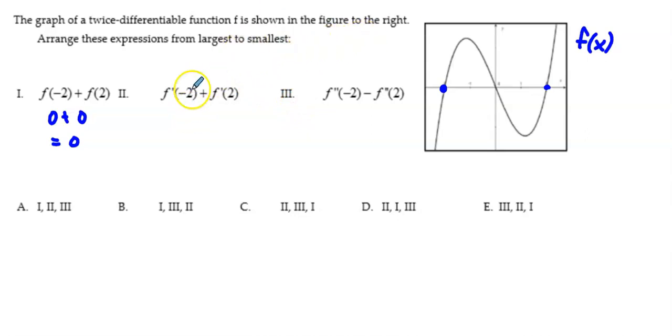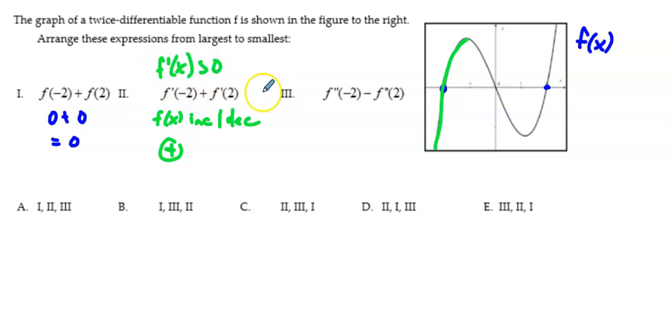For the next one, f prime of negative 2, well, this is going to talk about where f of x is increasing and decreasing, right? So f prime of negative 2 is going to be positive. I don't know what exactly it is, but I know it's going to be positive. This number is positive because the slope of f of x is positive, all right? But again, in calculus, we don't say the slope of f of x, we say f prime of x is positive. So we know that f prime of x is greater than 0. That's the justification we're going to use.